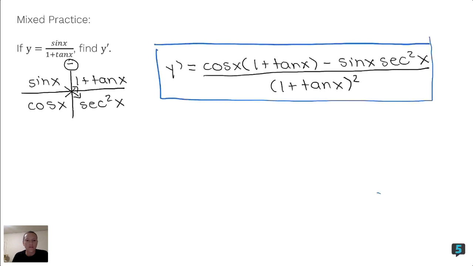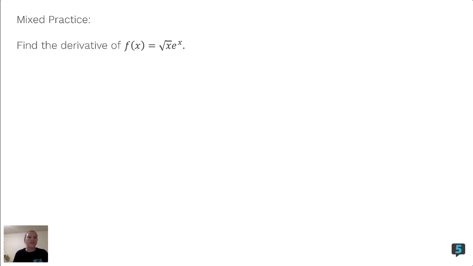Any questions on that first example? All right, here's the next one. This time I want us to find the derivative of f of x equals the square root of x times e to the x. All right, first thing, product rule or quotient rule? What do you think?